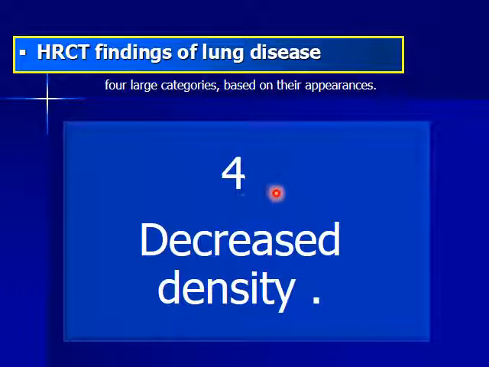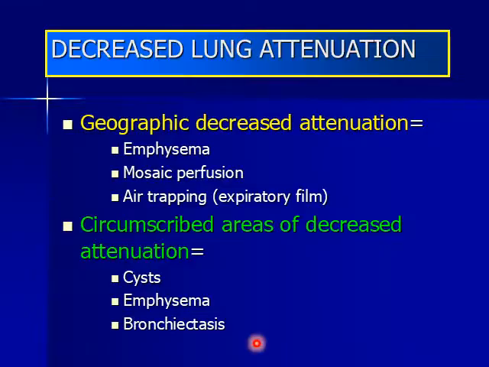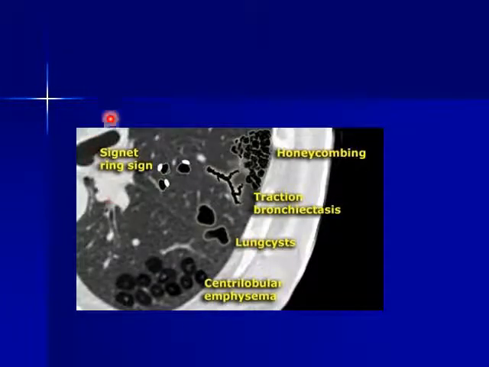This is the fourth and last group, the group of decreased density. Decreased density can be geographic, such as emphysema, mosaic perfusion, air trapping, or well circumscribed, such as in cysts, emphysema, and bronchiectasis. This diagram summarizes the different types of decreased densities.